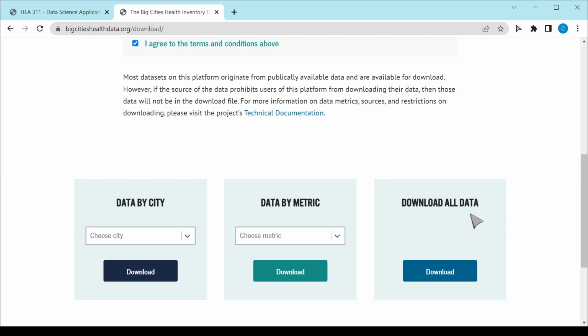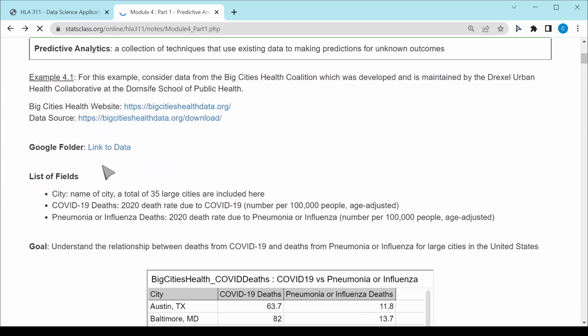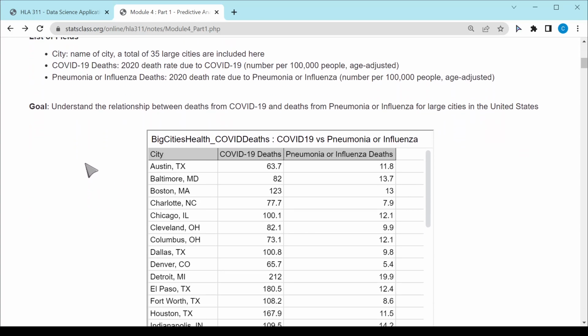As I said, this data is quite large, fairly rich. I have reduced the data down so that we could run some regression models on that, and that data is available here in the Google folder. So let's first look at the relationship between deaths from COVID-19, and this information is for 2020, when COVID-19 first got started, and deaths from pneumonia or influenza.